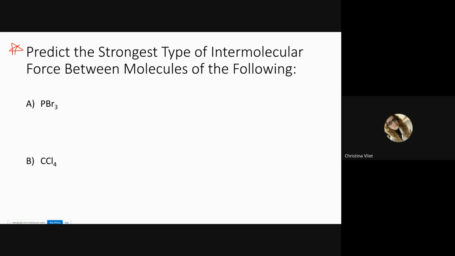Strongest type doesn't mean it's the only type that exists. For example, if a molecule has hydrogen bonding, well, it also has dipole-dipole, and it also has dispersion, because the requirement for a molecule to have dispersion forces is just that it has electrons. But this question is asking for the strongest type present.